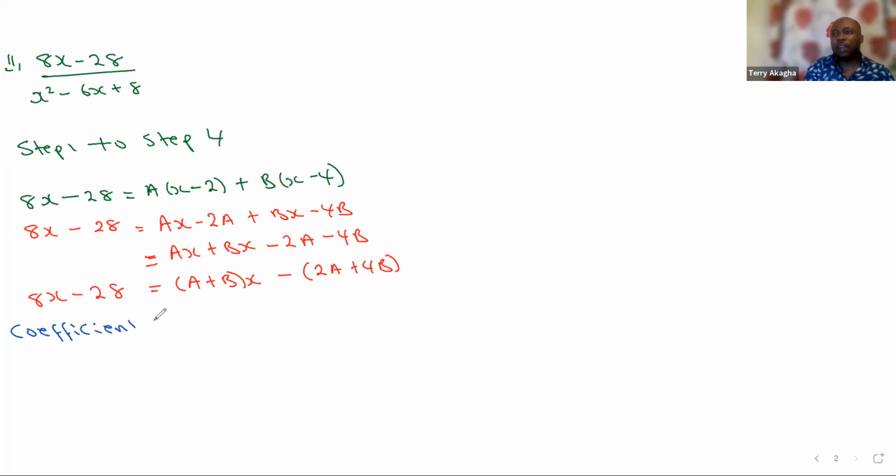Coefficient of x. What is the coefficient of x here? It is 8. What is the coefficient of x here? It is a plus b. And this is equation 1. Are you seeing it? The next thing, what is the constant term on the left-hand side and the constant term on the right-hand side? The constant term on the left-hand side was minus 28.